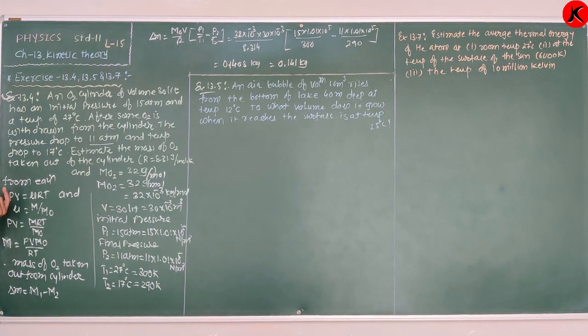Okay. Now from the equation of state, PV is equal to mu RT. But here we have to calculate the mass. Therefore, mu is converted into the mass. So we know that mu is equal to M upon M0. Substitute in this equation. Therefore, PV is equal to M upon M0 RT. Therefore, M is equal to PV M0 upon RT.